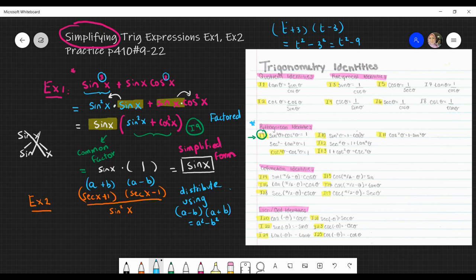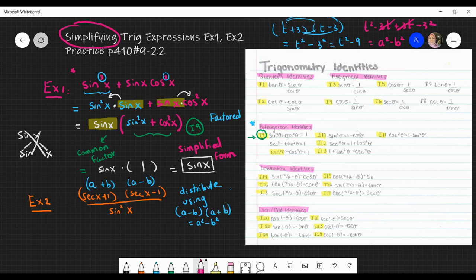Of course, you can distribute this in the traditional way, but you should definitely know your special cases. They are super important. If you distribute this in the traditional way, you will get t squared minus 3t plus 3t minus 3 squared. And those middle terms cancel out, and you will be left with t squared minus 3 squared, which is the a squared minus b squared.